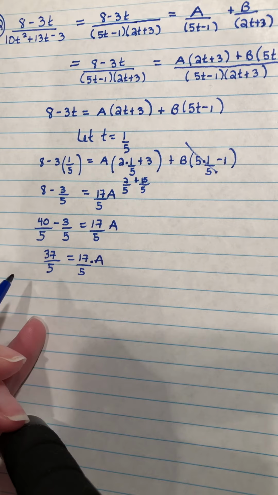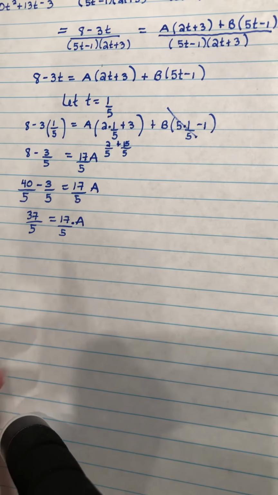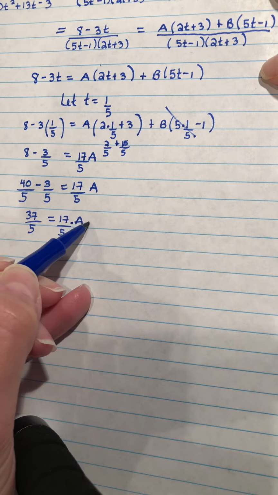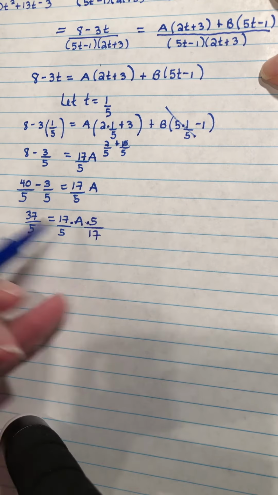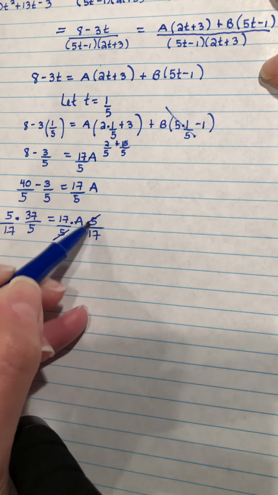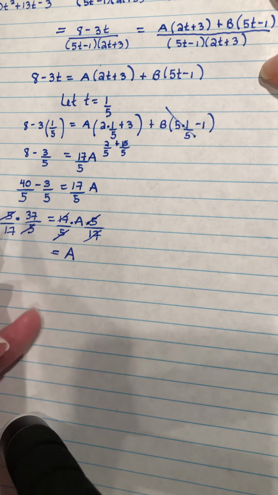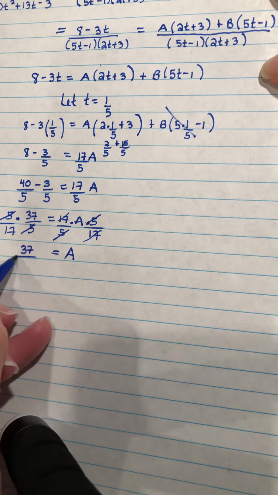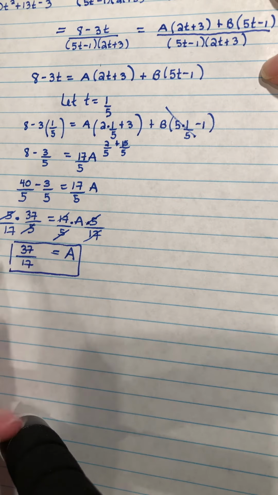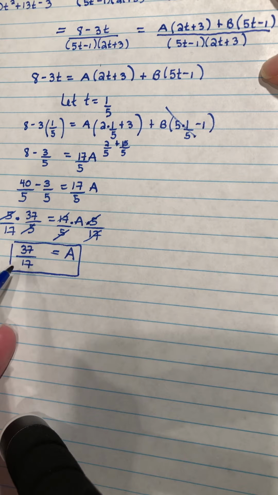Now, to solve for A, probably the easiest thing to do would be to multiply both sides by 5 over 17. Why is that a good idea? Well, cross simplification gets A by itself. Cross simplification gets 37 over 17. I know that's a weird answer. This is pre-calculus, so that is perfectly fine. So A is 37 over 17.